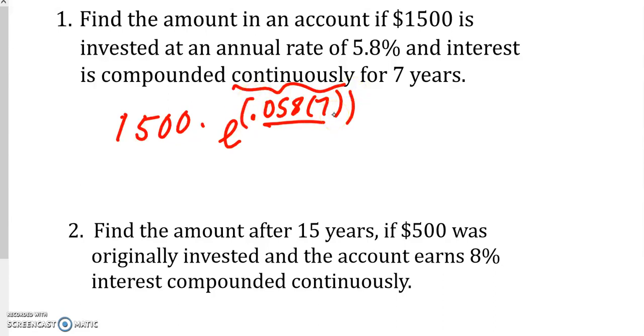So 1,500 times second, the natural log. That's where the E button is. Second, the NL, which is under log, natural log, and then 0.058 times 7, close, enter. It's 2251.20 cents.